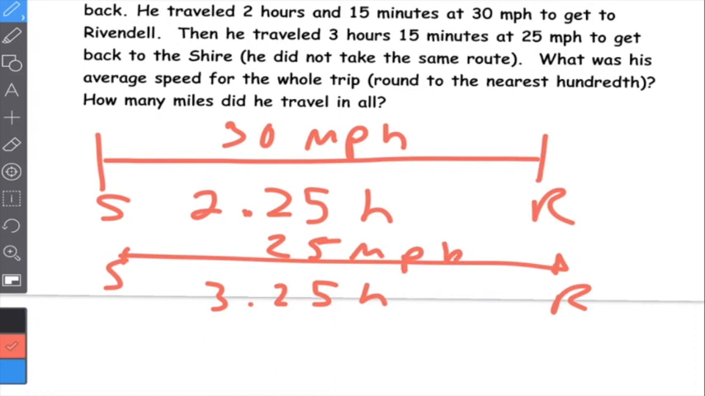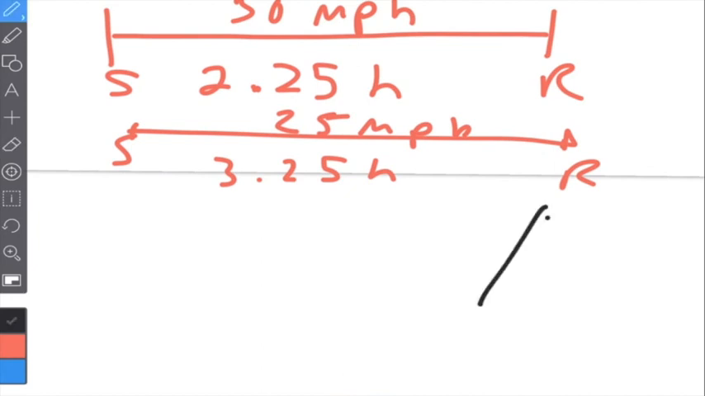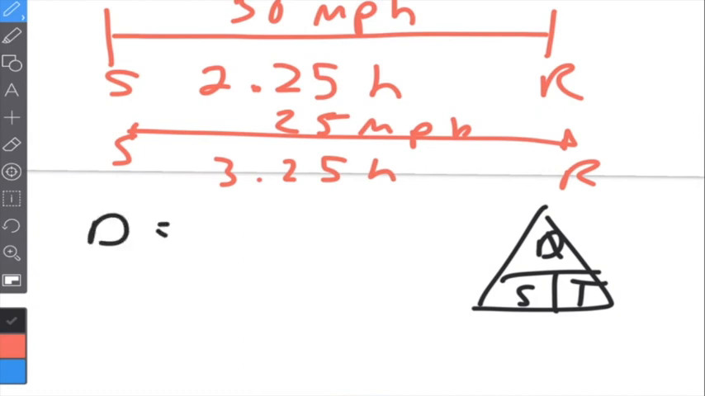So the first thing is we need to figure out how many miles he did. So let me just move this up since we have everything we need. All right, so if I draw my model, our triangle, it's distance over speed times time. So distance over speed times time means that distance will equal speed times time because when I cover the D, I have S and T next. So distance equals speed times time.